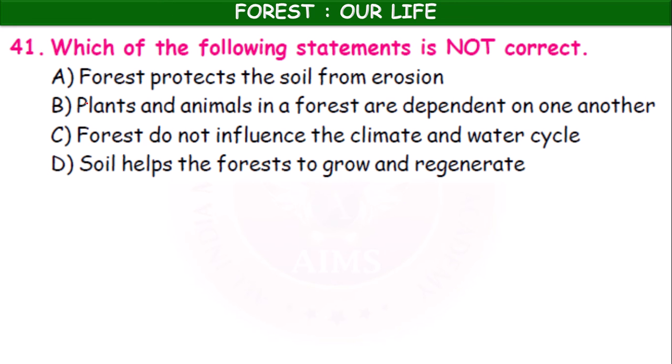Which of the following statements is not correct? Forests protect the soil from erosion. Plants and animals in a forest are dependent on one another. The forest does not influence the climate and water cycle. Soil helps the forest to grow and regenerate. So you have the wrong statement.